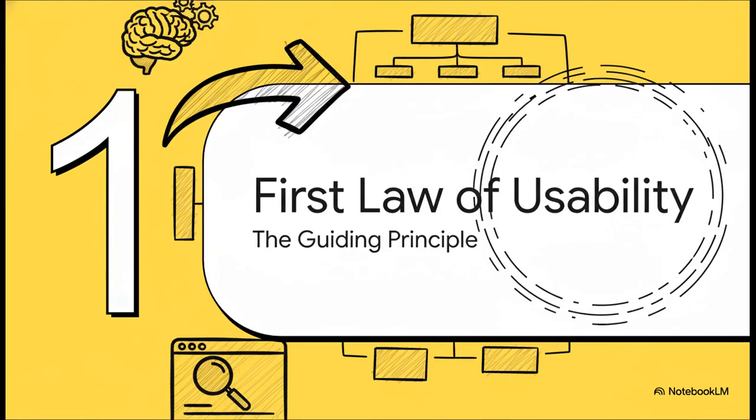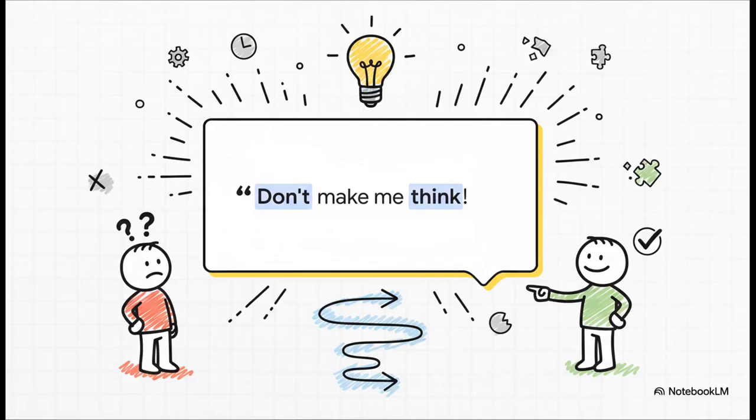We're going to start with the single most important idea in the entire book. Seriously, if you take away just one thing today, make it this. It's what Steve Krug calls his first law of usability. And there it is. Don't make me think. It's that simple. Now, this doesn't mean you have to dumb things down. Not at all. It's about being incredibly clear.